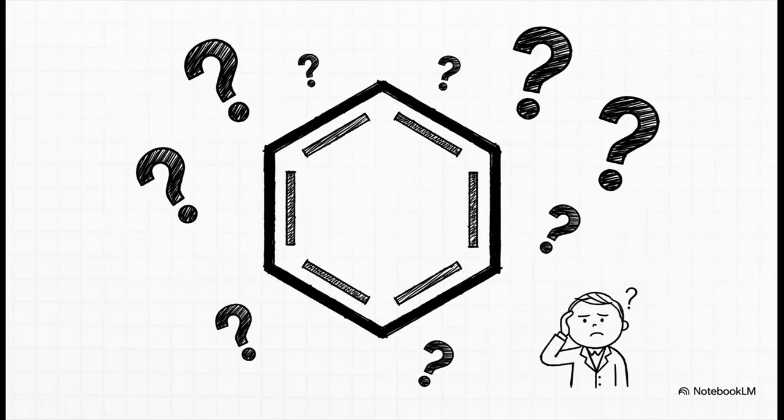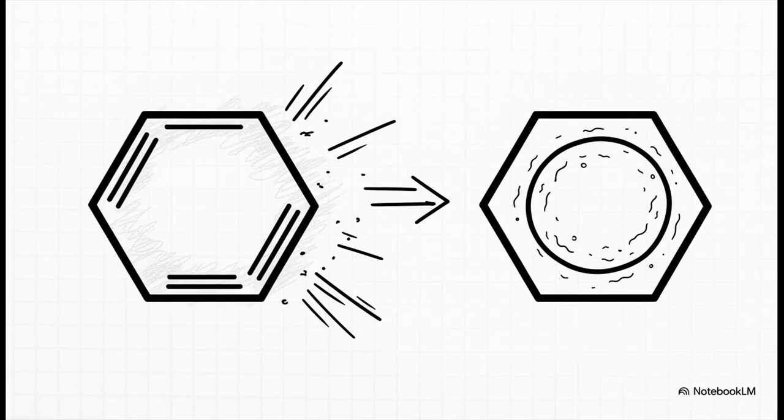You know, for a long time, the structure of benzene was a huge puzzle for chemists. Their best guess was what you see here, a hexagon with single and double bonds that just alternated. It made perfect sense on paper, but the problem was, it didn't match how benzene actually behaved in experiments. And this is the solution they came up with.